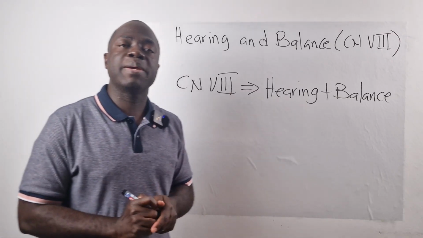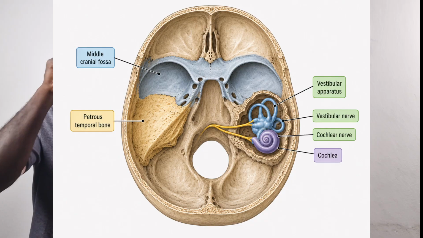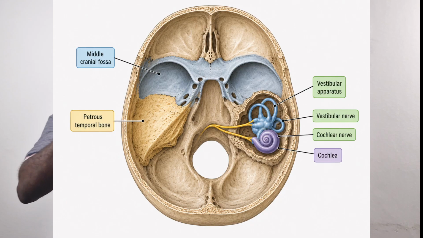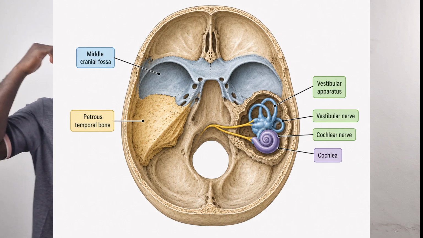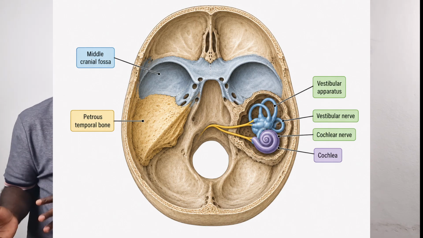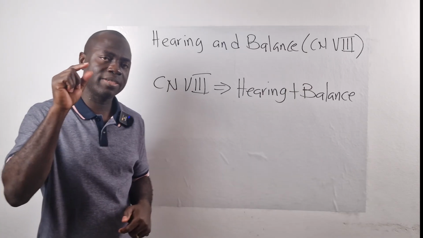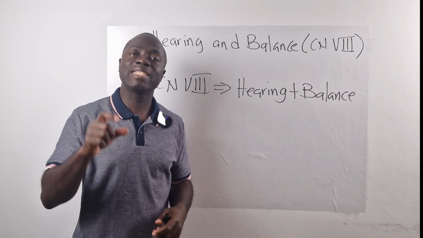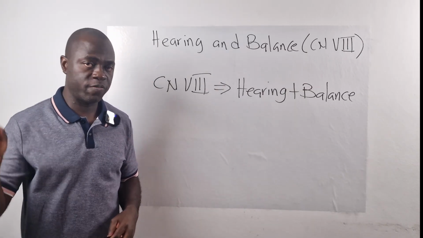It's important to understand that the vestibular apparatus that's responsible for balance is located in the inner ear, exactly where the hearing apparatus can also be found. These are very tiny structures located in the petrous temporal bone of the skull.